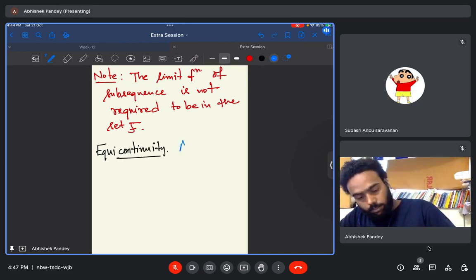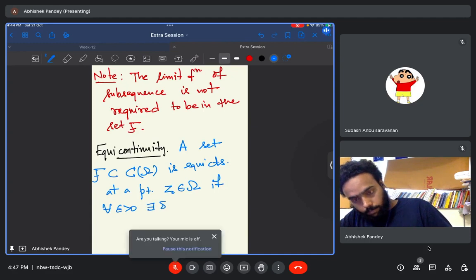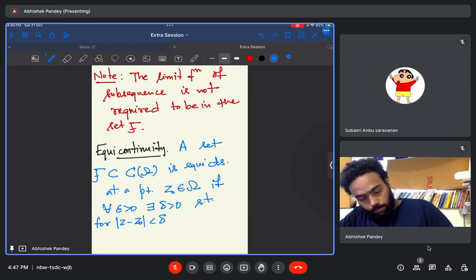Okay. So a set F subset of C(Ω) is equicontinuous at a point z0 belonging to Ω if for every epsilon greater than 0 there exists a delta positive such that for |z − z0| less than delta, we have for every f belonging to F, the modulus |f(z) − f(z0)| is less than epsilon.